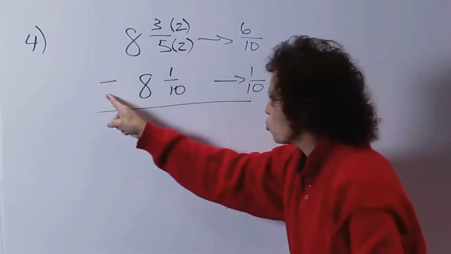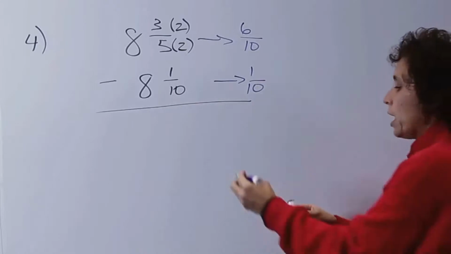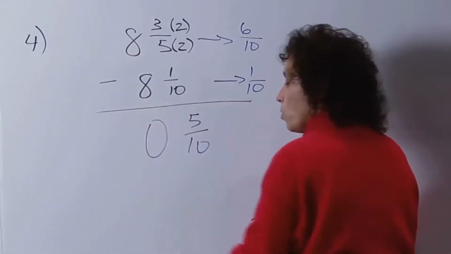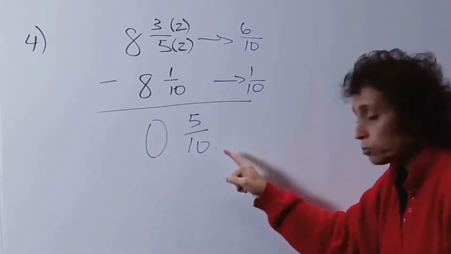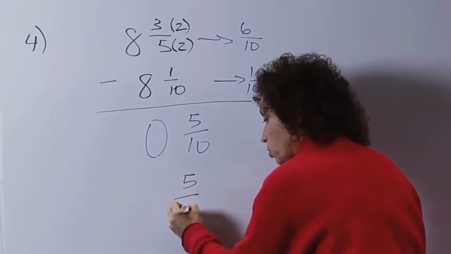Remember what I'm doing? I'm subtracting. 6 minus 1, or I have 6, I owe you 1. That's 5 tenths. And 8 minus 8 is 0. I don't really need to write the 0. Remember, this is not multiplication, so this is not 0 times 5 tenths. It's 0 plus 5 tenths. So it's really just 5 tenths.